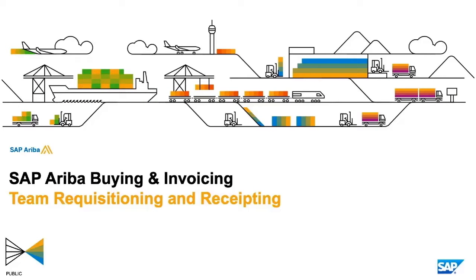This is a do-it-yourself video on the team requisition and receipting feature. This feature enables a user who is defined as a team member in a preparer's user profile to access the requisitions created by the preparer, including requisitions that are in composing state.